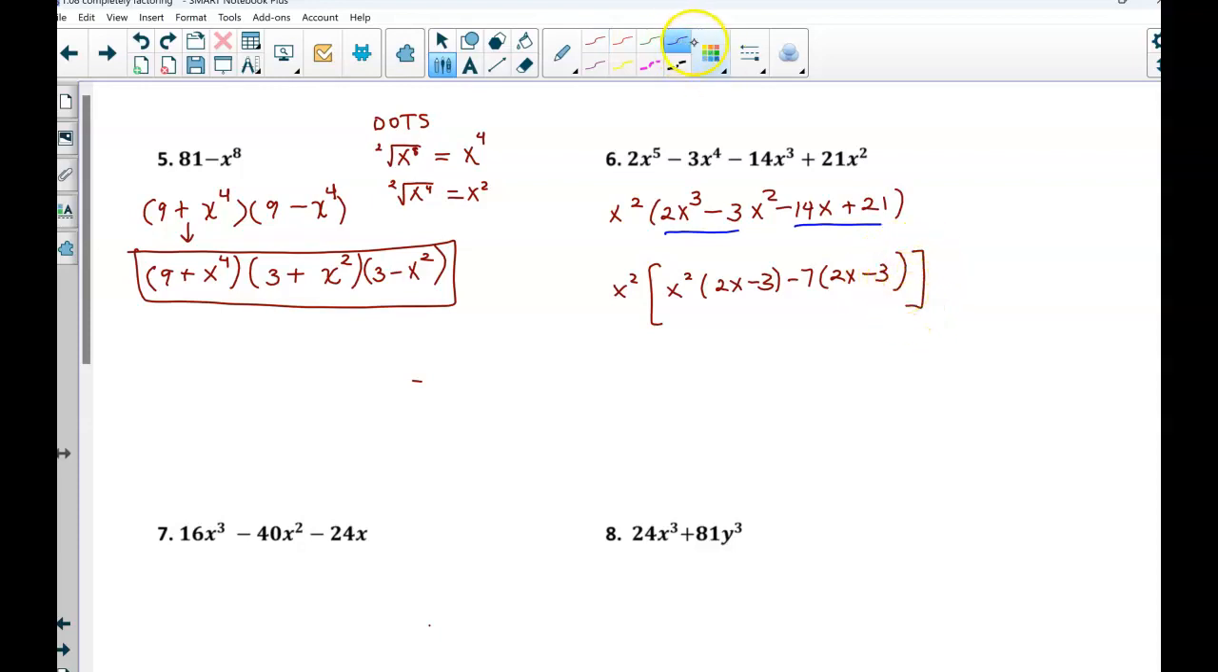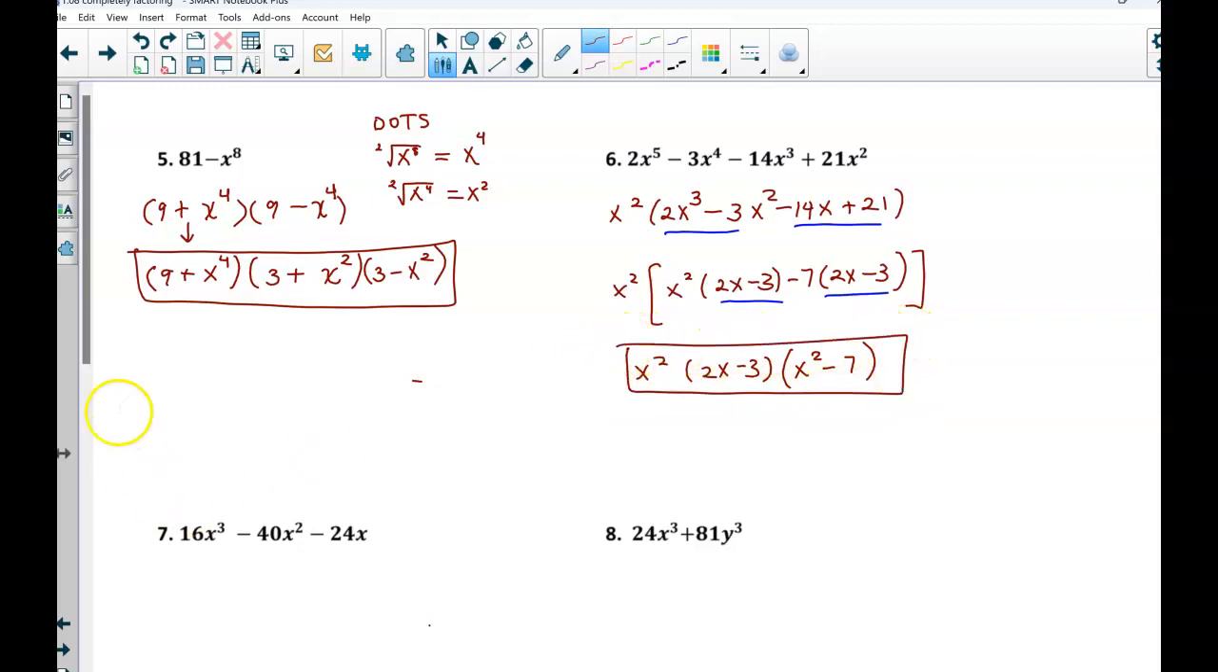Notice you now have that common binomial that you can factor out. So I'm going to factor out the 2x minus 3. I'm going to take that first blob and divide it by the 2x minus 3, and I'm left with the x squared. And I'm going to take that second blob and divide it by the 2x minus 3 to get the negative 7. You look to see if you can factor anything further, but there is nothing else to do, so this is your final answer.